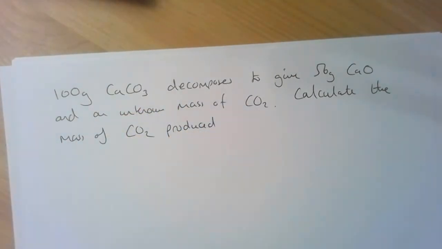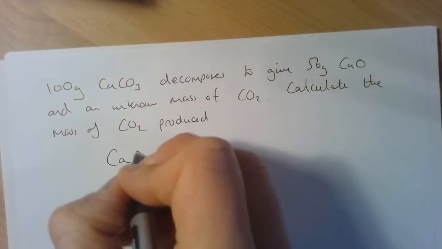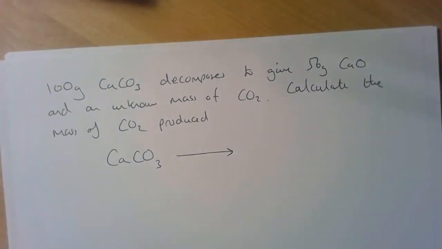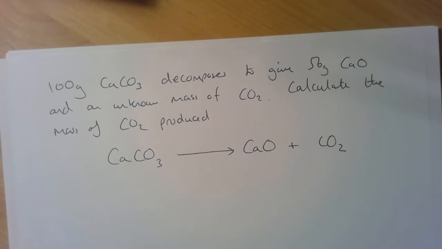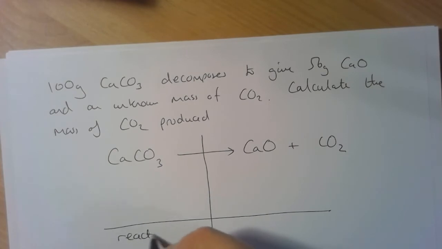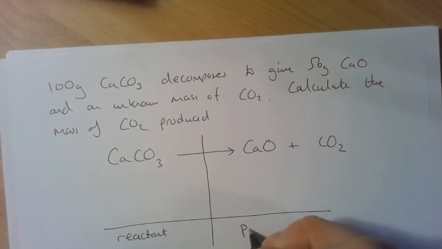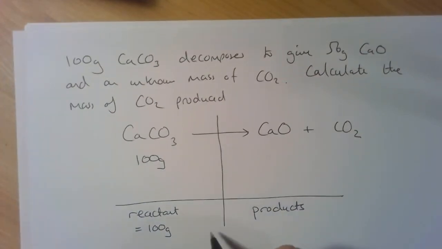So the first thing we're going to need to do is write out a chemical equation. Calcium carbonate decomposes, which means when you heat it, it breaks down to produce calcium oxide and carbon dioxide. Let's do the same thing that we did last time. Draw a line down here and say that this is the reactant. In this case, there's just one, and here are the products. We know that 100 grams of calcium carbonate is the reactant, and there is only one reactant, so that means there's 100 grams there, which means that we must produce 100 grams in total of products.